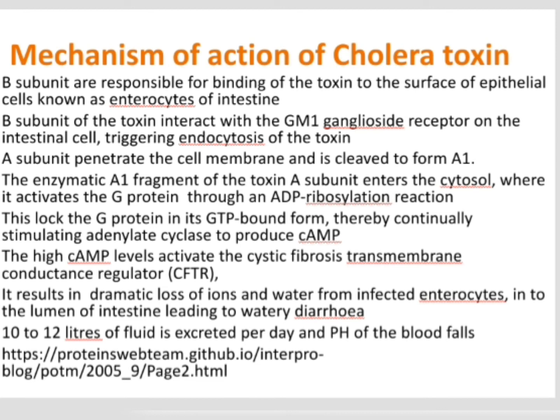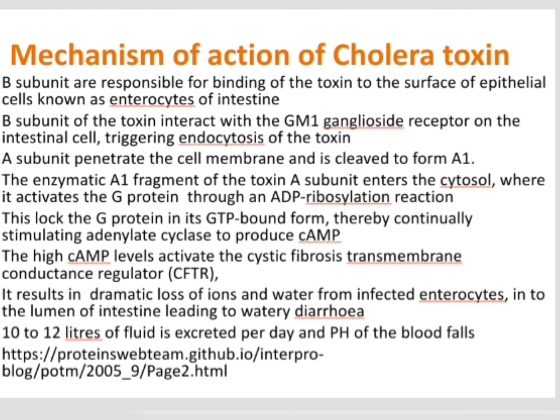The enzymatic A1 fragment of the toxin A subunit enters the cytosol where it activates the G protein through an ADP ribosylation reaction. This locks the G protein in its GTP bound form, thereby continually stimulating adenylate cyclase to produce cyclic AMP. The high cyclic AMP levels activate the cystic fibrosis transmembrane conductance regulator. It results in drastic loss of ions and water from infected enterocytes into the lumen of the intestine, leading to watery diarrhea.